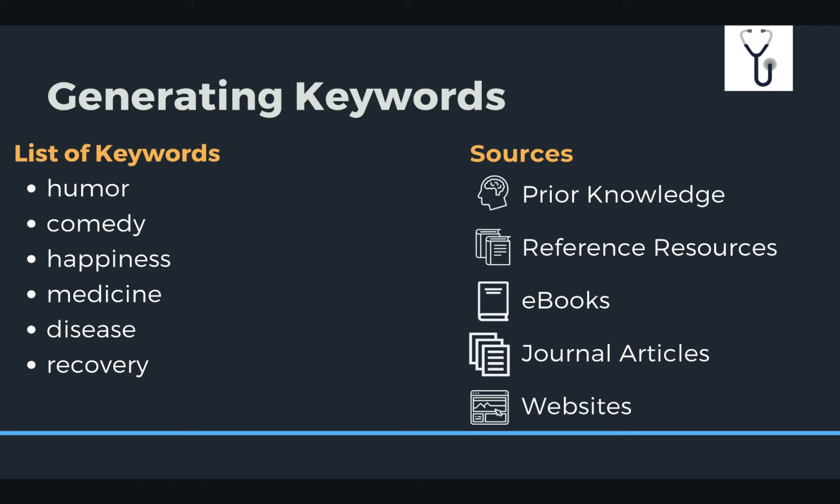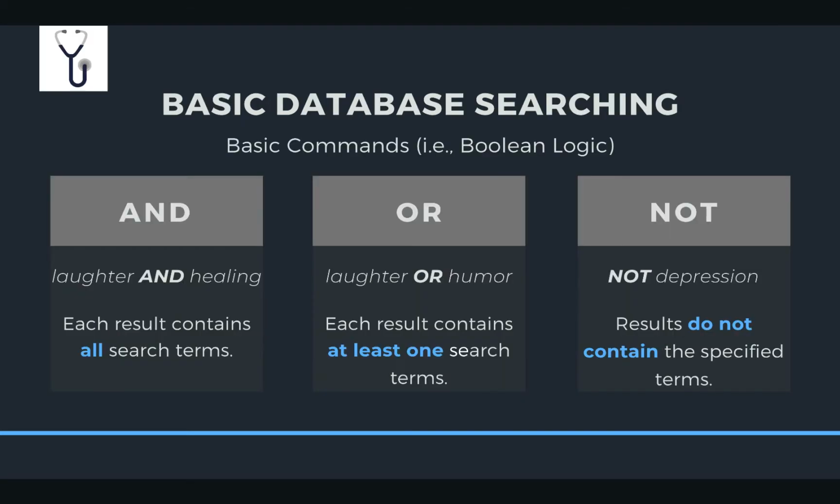I can use different resources to help me create this list, like reference databases, ebooks, journal articles, and my own personal knowledge. For laughter, I've identified humor, comedy, and happiness as additional keywords I could use. For healing, I've identified medicine, disease, and recovery. The last step in developing a search strategy is to take the keywords I've identified, select the best terms, and then connect them with Boolean operators.